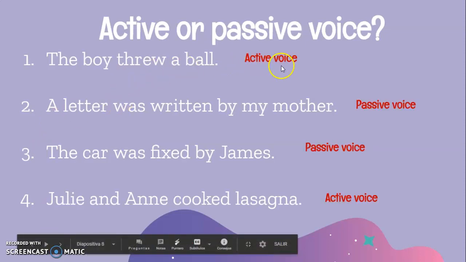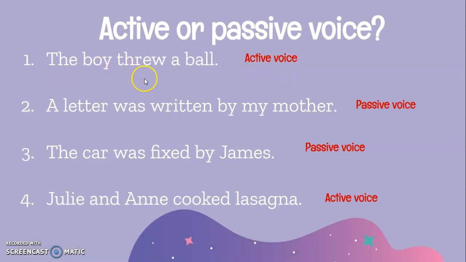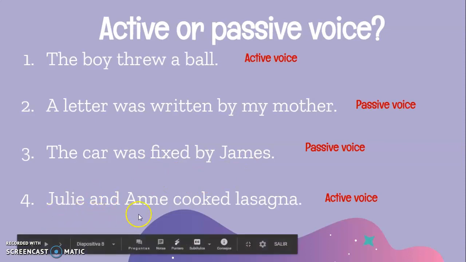The boy threw a ball is in active voice. It is in active voice because the subject is performing the action. A letter was written by my mother is in passive voice because my mother is receiving the action. The car was fixed by James is in passive voice because James, which would usually be the subject, is receiving the action. And in the fourth one, Julie and Anne cooked lasagna, we have that it is in active voice because Julie and Anne are the ones making the action, are the ones cooking the lasagna.